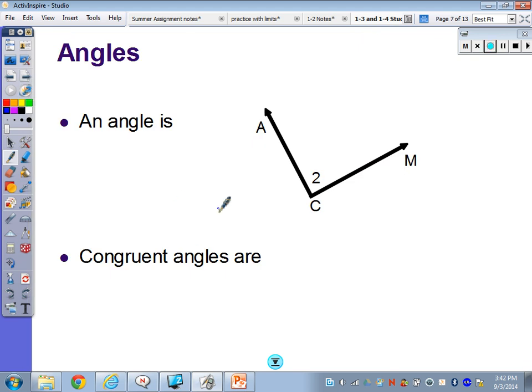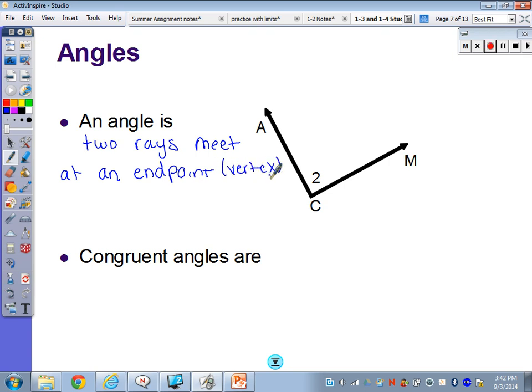Okay, so the next part is angles. So an angle is where two rays meet at an endpoint. And that endpoint is called a vertex, which is important. So make sure you know that word.